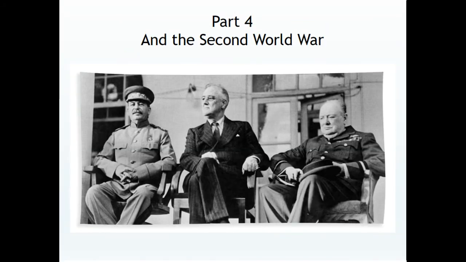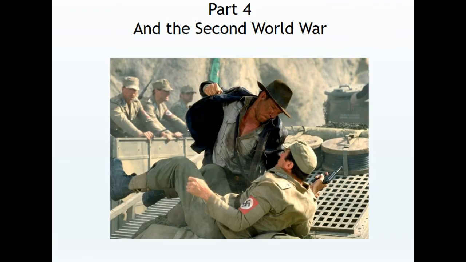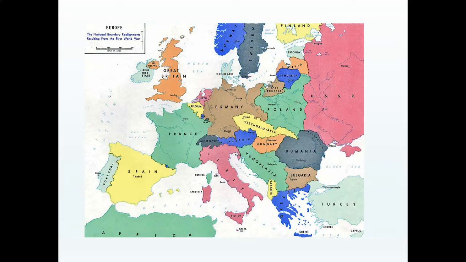Part 4, and the Second World War. We will begin discussing here what actually took place between the years 1939 and 1945. In 1919, the map of Europe looked something like this. Germany had been weakened and made smaller by the Treaty of Versailles, and Italy had remained largely unchanged.